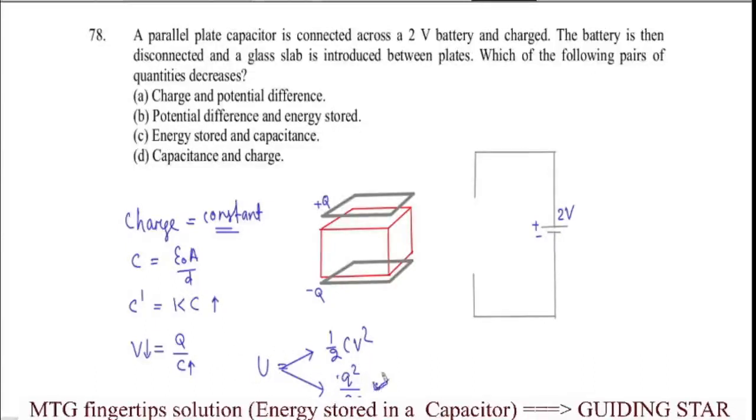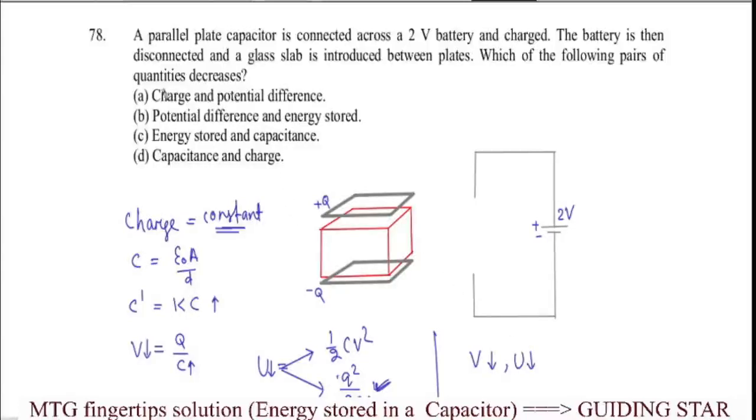So here in this particular case, in order to define the energy stored, we'll be using this formula Q square by 2C, because Q is constant, and that means the numerator will remain constant as it is. But capacitance is increasing after inserting the dielectric material. So as capacitance is increasing, energy stored across the plates of the capacitor will decrease. That means the two parameters that will decrease are potential difference as well as energy stored across the plates of the capacitor.